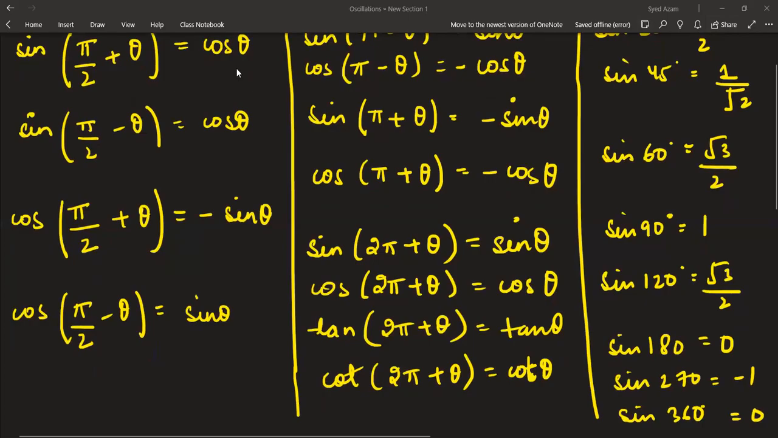No, pi means 180. So pi by 2 is for 90. 2 pi means 360 degree. Remember, pi is 180 degree.